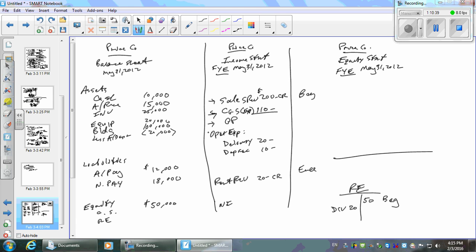What else we got? Wage and salary expense for 40. Wage and salary.